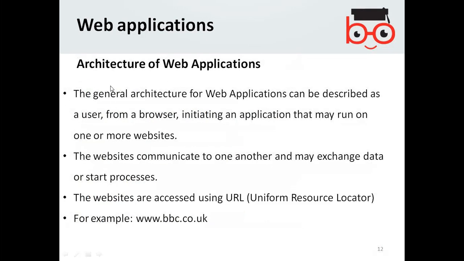Now the architecture of web applications. The general architecture for web applications can be described as a user, from a browser, initiating an application that may run on one or more websites. Websites communicate with one another and may exchange data or start processes. Websites are accessed via a URL, for example, bbc.co.uk. So architecture-wise, you access the internet via a browser, but the websites can also communicate with another website on their own.